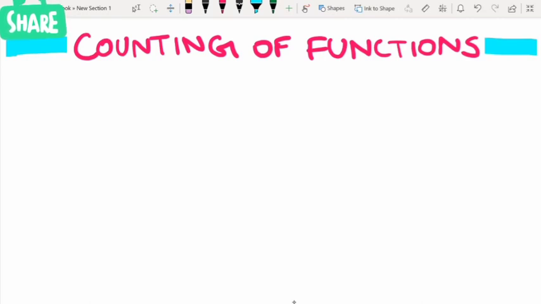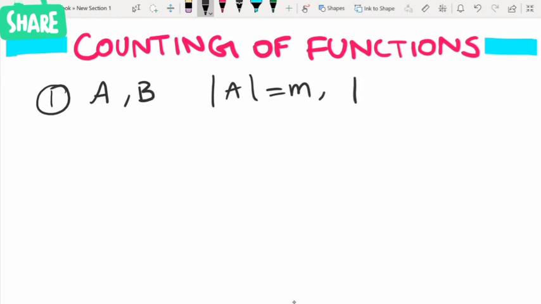Today we are going to see a lot of useful results on the number of functions that can be used for CSIR or GATE exams. Okay, the first result is, before that, take two sets A and B, and the number of elements in A be m, and the number of elements in B be n. And f be a function from A to B.